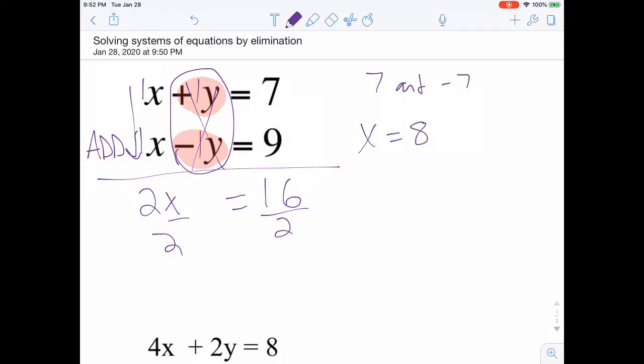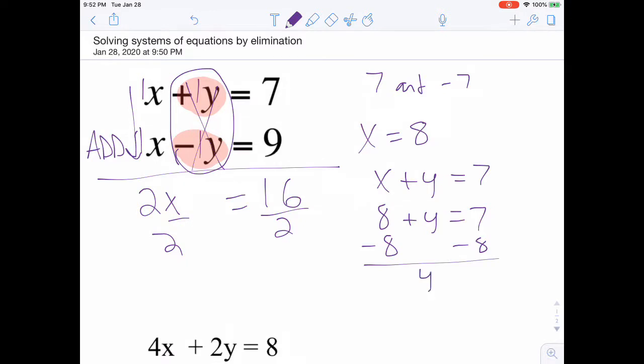I'm not done here. Okay, if you remember, a solution has to be a point. So I'm going to take 8 and I'm going to plug it back into one of my original equations. I'm going to go with the top one here. So x plus y equals 7. I'm going to substitute 8 in for x. Oh, I made a mistake here. There should be 7. 8 plus y equals 7. I subtract 8 on both sides. And I get y equals -1. So my solution here is 8, -1.